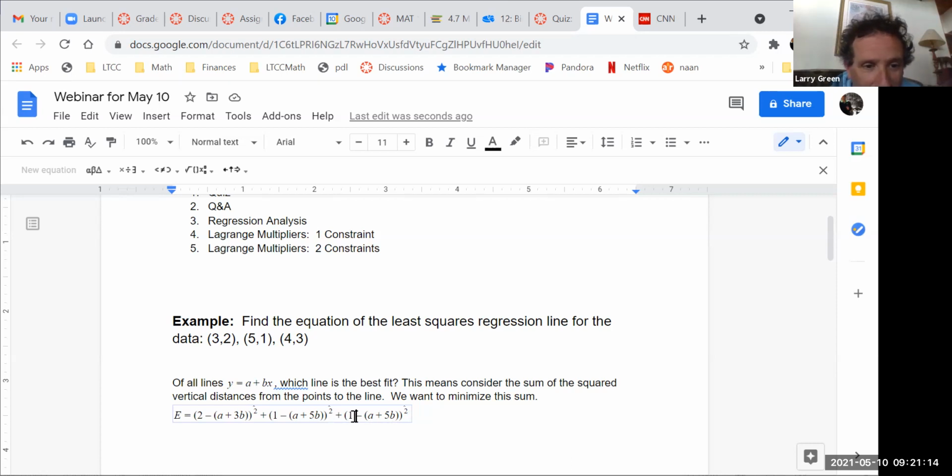Okay, so now we're going to have a y of 3, and then x was 4. That is the sum of the squared vertical errors. By the way, why do you think you use the sum of the squared errors instead of the sum of the errors?